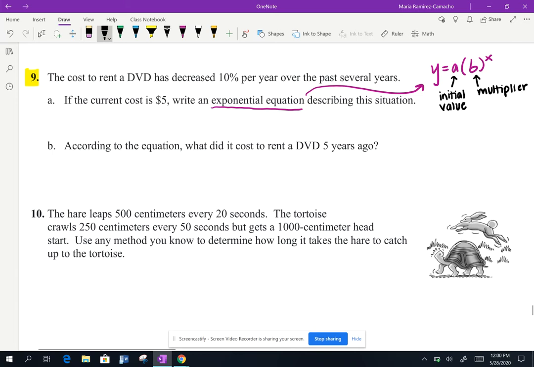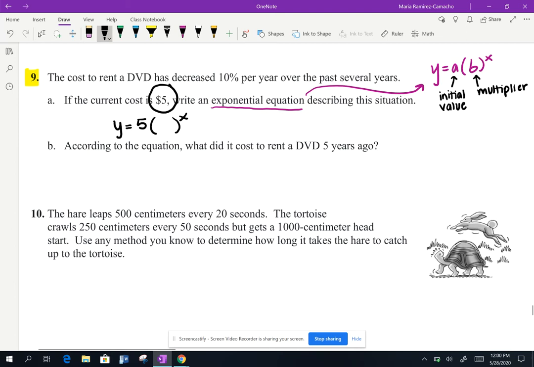So here we're going to use 5 as our initial value for part A, since that's what we're starting at. That's the current cost. So I can start my equation with y equals 5 times the multiplier to the power of x.